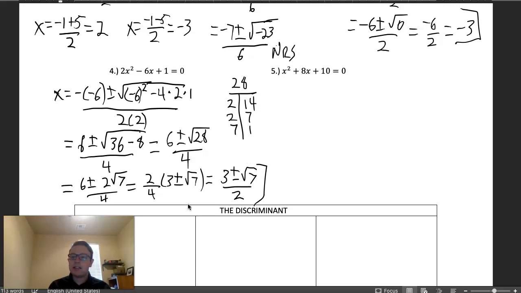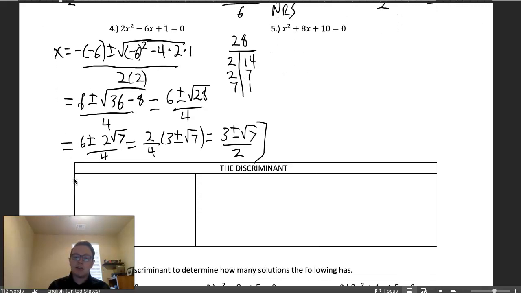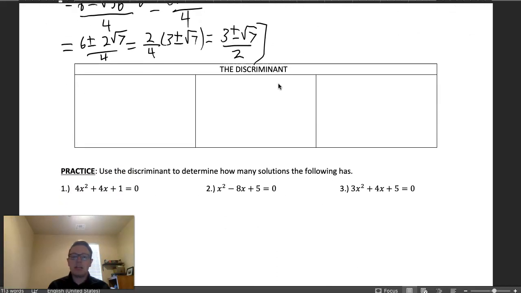Right. That's our basics of solving using the quadratic formula. But we have one extra part to go with it. It's called the discriminant. And the discriminant is the part inside the square root. This is going to be b squared minus 4ac. And the discriminant is useful because we can use it to determine how many answers our equation will have without ever doing the quadratic formula.